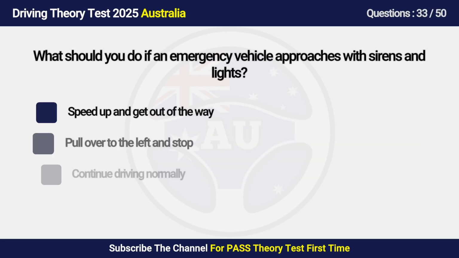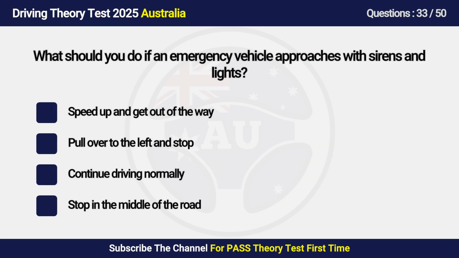Question 33. What should you do if an emergency vehicle approaches with sirens and lights? A, speed up and get out of the way, B, pull over to the left and stop, C, continue driving normally, D, stop in the middle of the road.